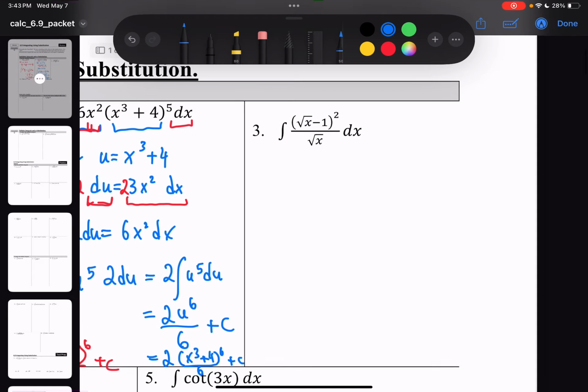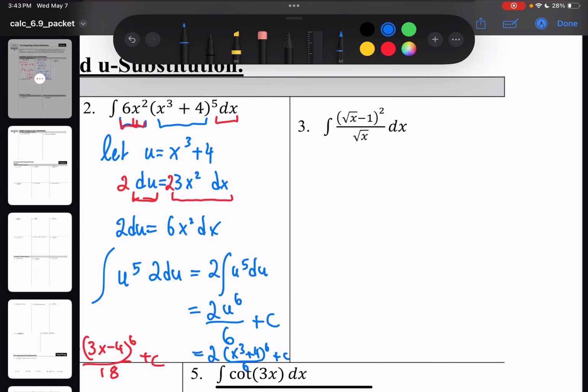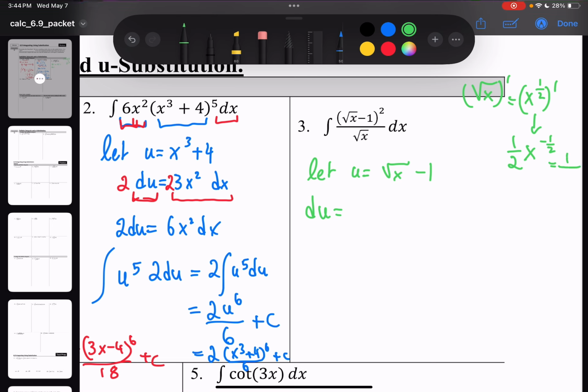In number 3, again, if you're ever confused, just take u as the one in the brackets. So let u be the square root of x minus 1. Now the derivative of the square root of x is the derivative of x to the power of half, which is half x to the power of minus half, basically 1 over 2 square root of x. The minus 1 is removed, and of course you write dx next to it.